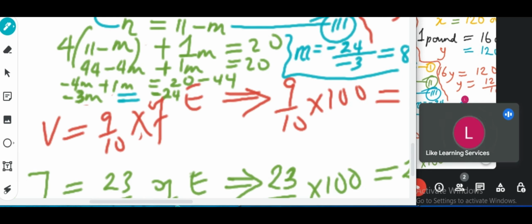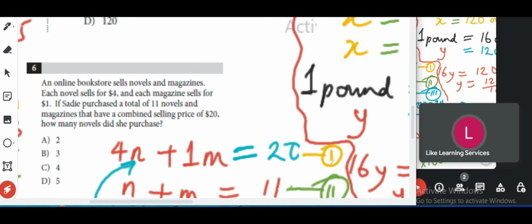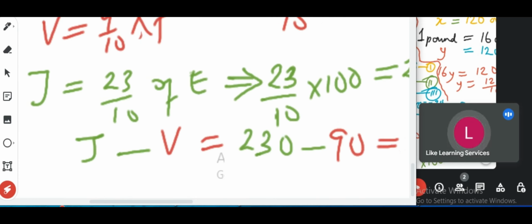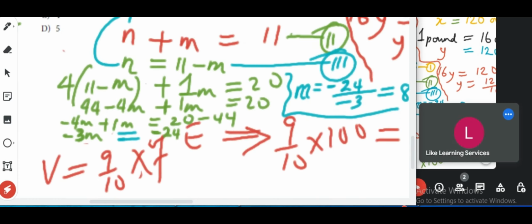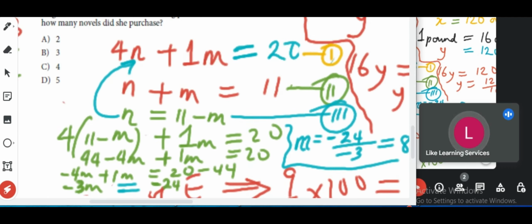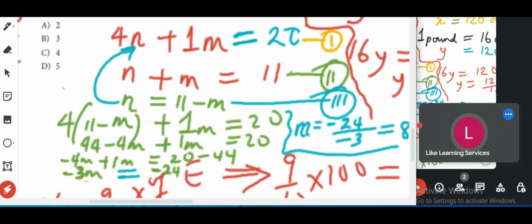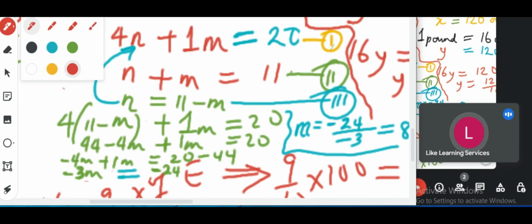What's the question asking us to find? How many novels did she purchase? How many novels? Yes. We found magazine to be how many? How many magazines did we find from our calculation? 8. So how many novels do you think it has? Remember, when you add the novel plus the magazine, you get 11. So how many novels? 3. The answer is 3. Three is the correct option.